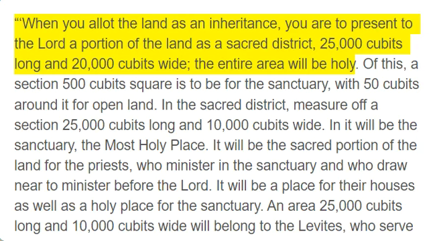When you allot the land as an inheritance, you are to present to the Lord a portion of the land as a sacred district, 25,000 cubits long and 20,000 cubits wide. The entire area will be holy.